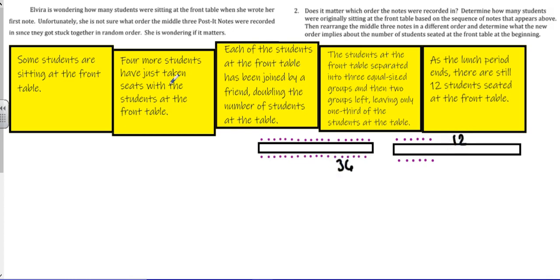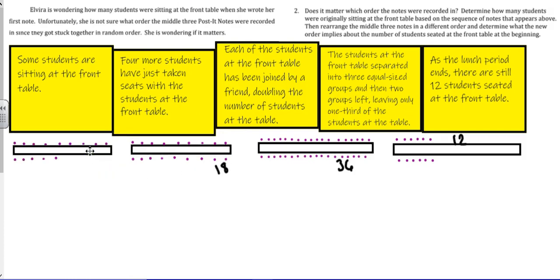Now, the difference in this problem and the last one is that this is when the students have doubled. So they doubled to get to 36, so we have to divide by 2 to get the amount that we had before, a total of 18. And then 4 more students, so we have to take those 4 off, subtract those 4 out, and we have 14.